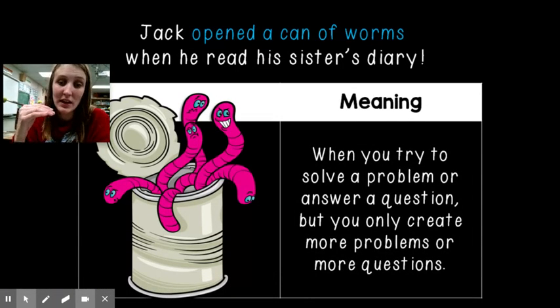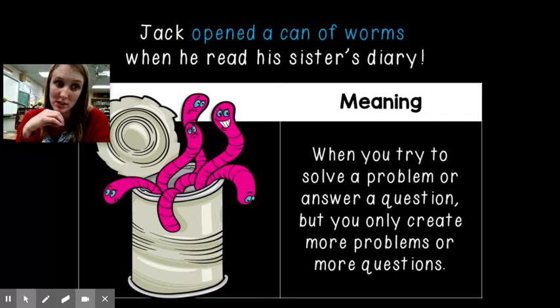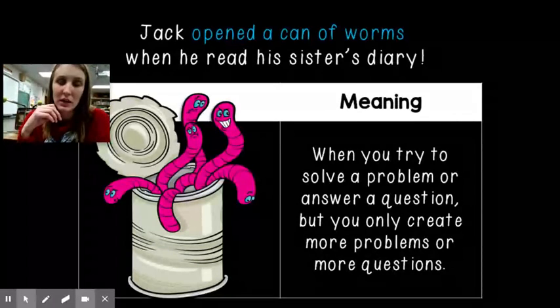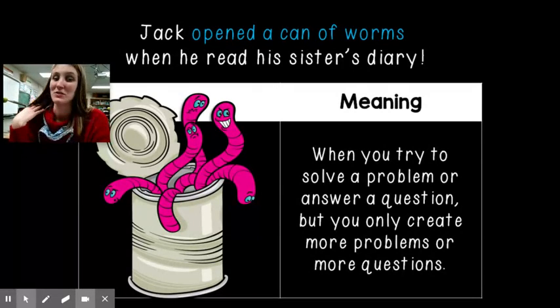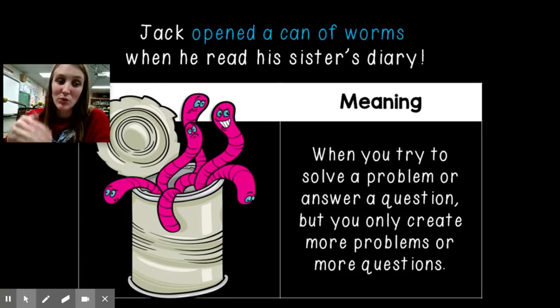The meaning of it is when you try to solve a problem or answer a question, but you only create more problems or more questions. So you could really open a can of worms when, let's say, you lie to your parents, and then you have to keep lying and keep lying and keep lying. That's creating more problems for yourself. You just opened a can of worms.